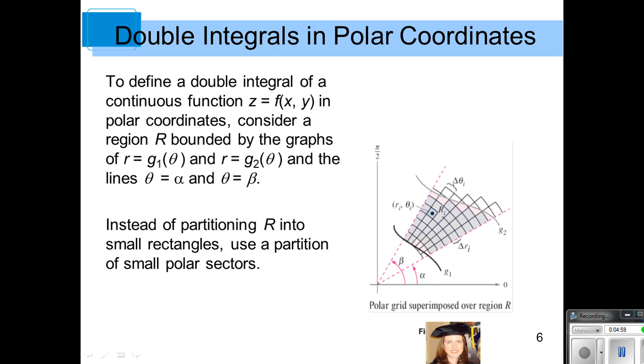Now, instead of partitioning these into vertical rectangles or horizontal rectangles, what we do is we partition them into small polar sectors. So it's like you're going to be slicing it through the origin, slicing it like a pie, and then also slicing it using concentric circles. Then this little representative sector of a circular ring is what we're going to be finding our differential area for.